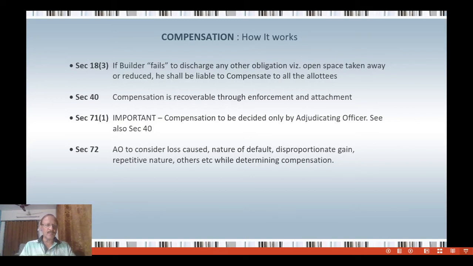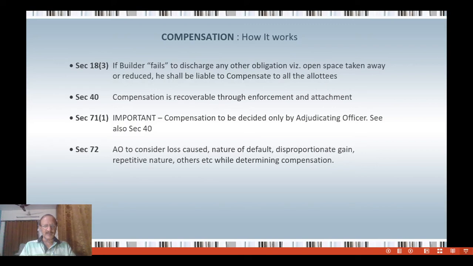Section 72 talks about the factors the adjudicating officer takes into account while determining this compensation. The amount of disproportionate gain or unfair advantage, wherever quantifiable, made as a result of the default. The amount of loss caused as a result of the default. So one is trying to quantify the loss. Second is what is the disproportionate gain the builder has got out of this. The third is the repetitive nature of the default. Is the builder repeatedly doing that? And such other factors which the adjudicating officer considers necessary to the case in furtherance of justice.